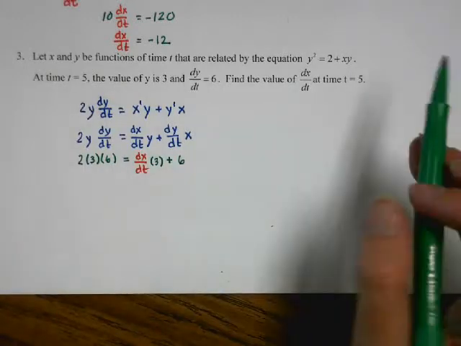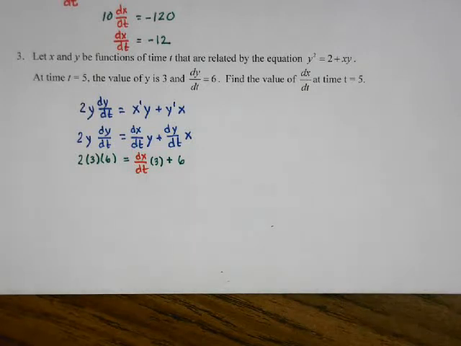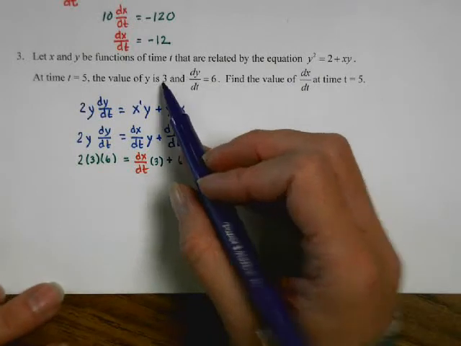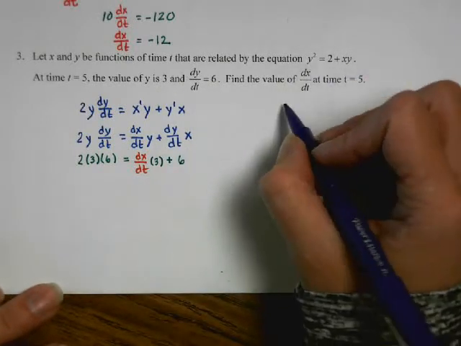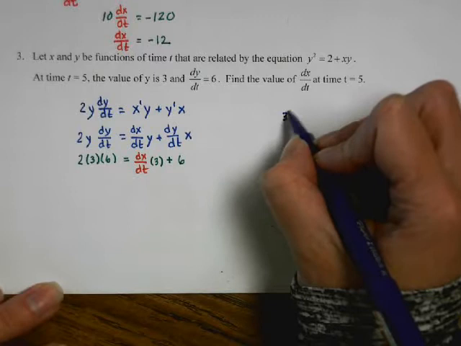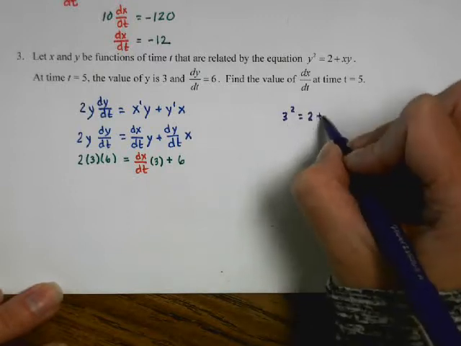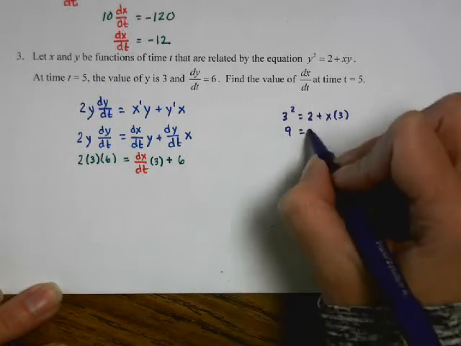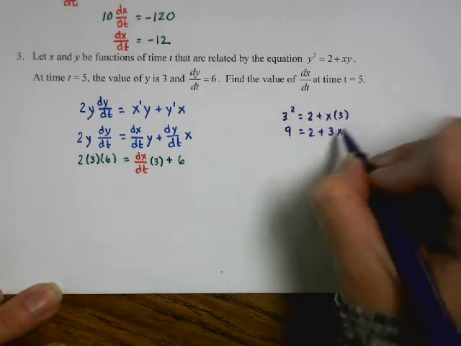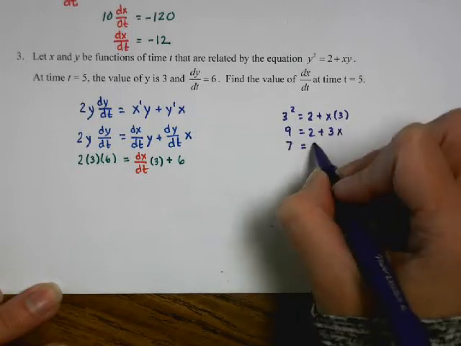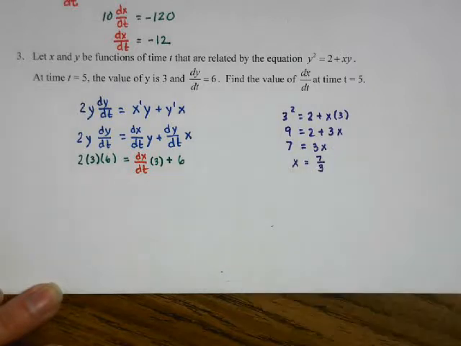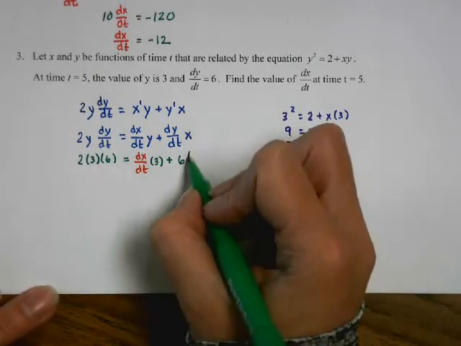So I'm going to go to my original equation here, substitute in 3 for y, and solve for the x. So 3 squared equals 2 plus x times 3. So 9. 7 equals 3x. So x equals 7/3. So we'll replace that for our x here, and then solve for dx dt.